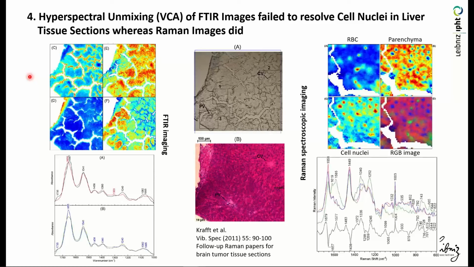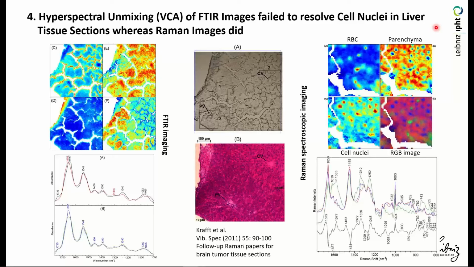Also here the spectra are affected by scattering around the cracks, and also here there is a high scattering at the margin of the tissue, and we used Raman spectroscopy for follow-up studies of brain tumor sections. So the cell nucleus is a very important feature for pathological inspection of tissue sections, and it can only be resolved by O-PTIR imaging and of course Raman imaging.